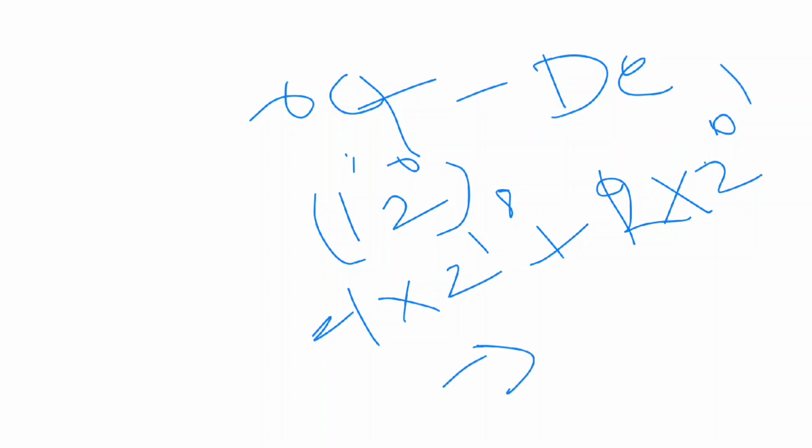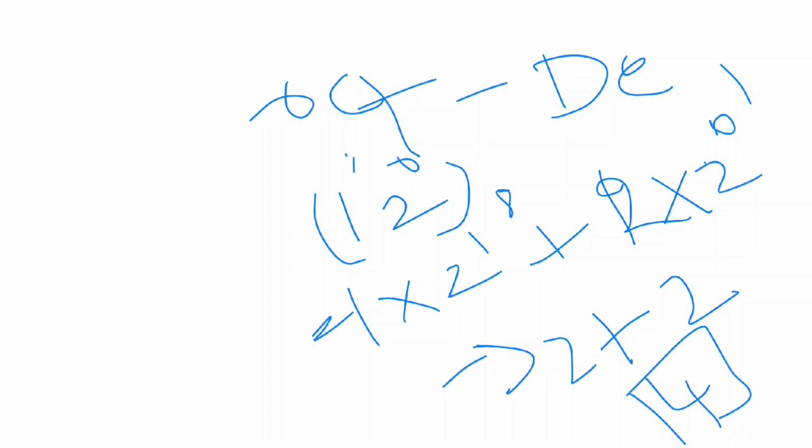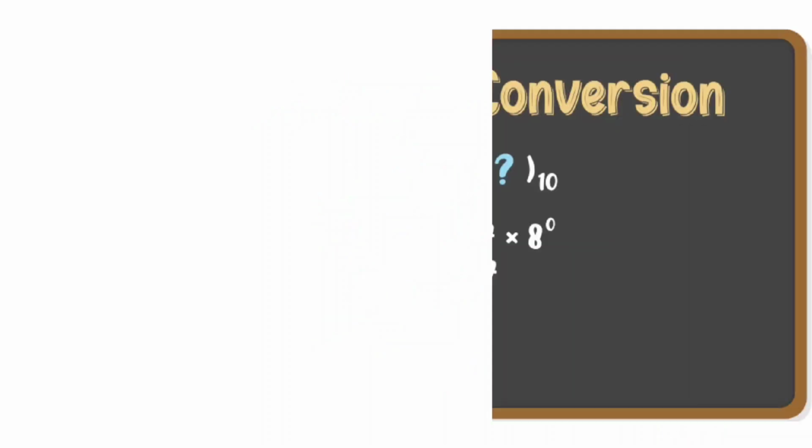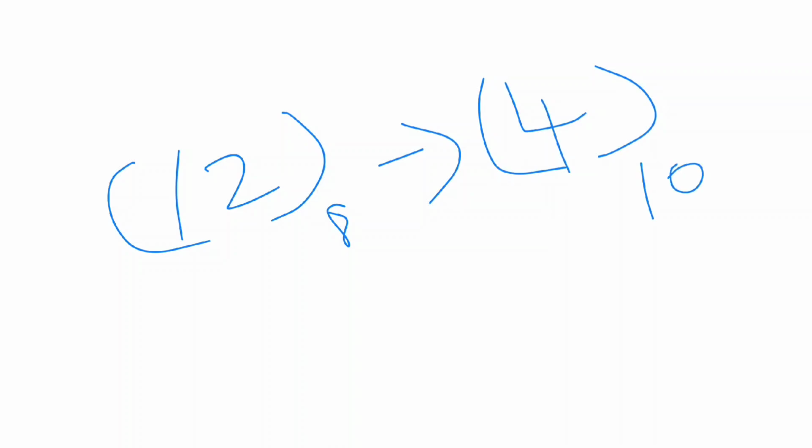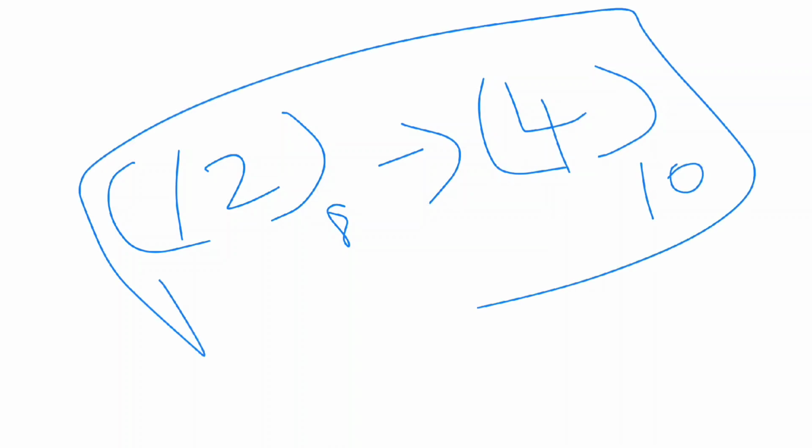2 power 0, 1, 2 into 2 plus 2 power 1, 1 into 2, 2. So you can get that answer 4. Okay, so the 12 octal number, the decimal value is how much? 4 base 10. So this is the conversion of octal to decimal.